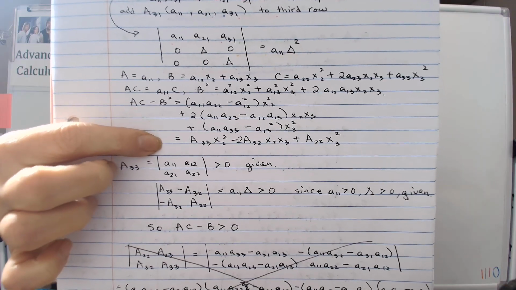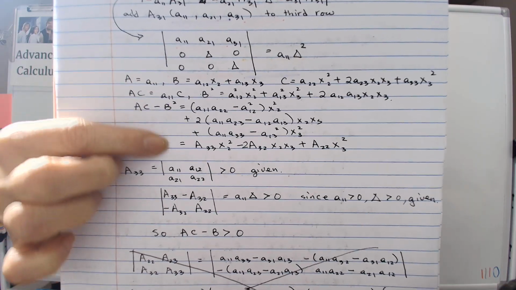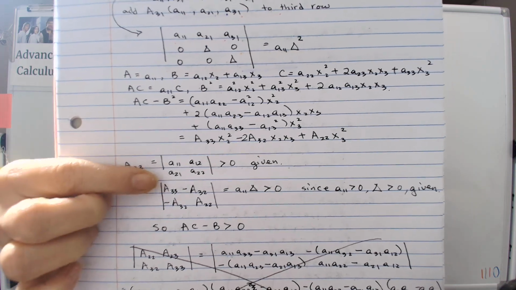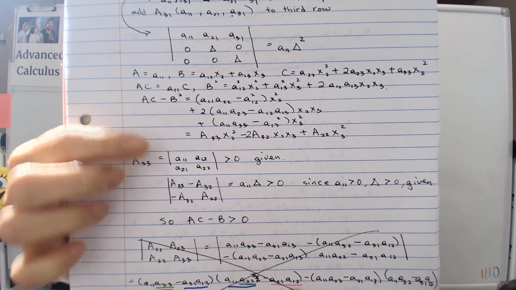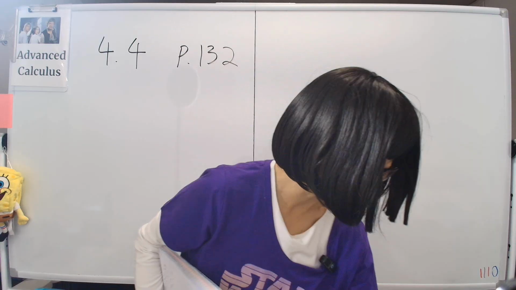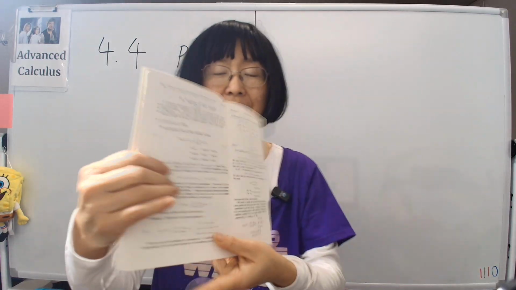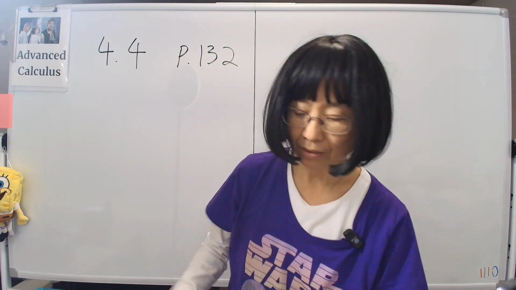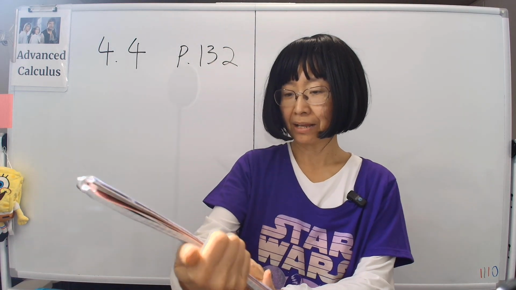And A22 x, after you get all the algebra to come out. So A33 happens to be this thing, which is given as bigger than 0, because that's the second inequality. This thing right here, this is A33.